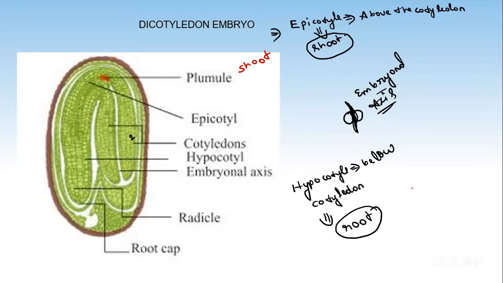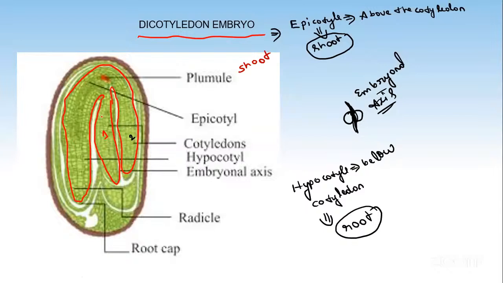Okay. See here, guys, we all know that the dicotyledon embryo means it consists of two cotyledons, right? This is the one cotyledon, and here you can see this is the second cotyledon, right? This is forming a structure like this.